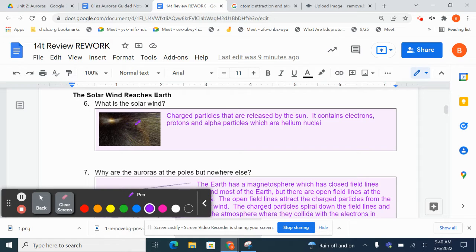And this is a picture of the solar wind, of course, and it is charged particles that are released by the sun. Now, of course, we already know the 2 main charged particles in the universe are electrons and protons. So those are the main particles coming off of the sun in the solar wind. But we also have alpha particles, which are really just helium nuclei stripped of the electrons.